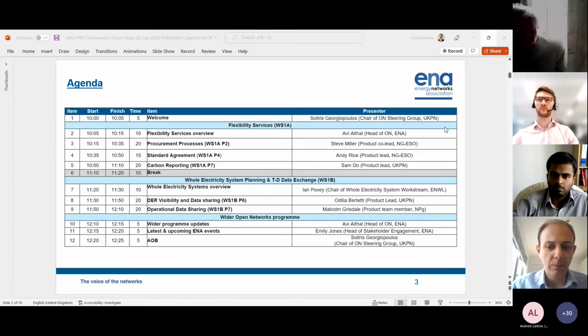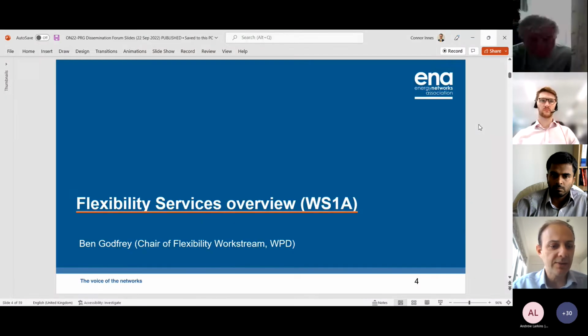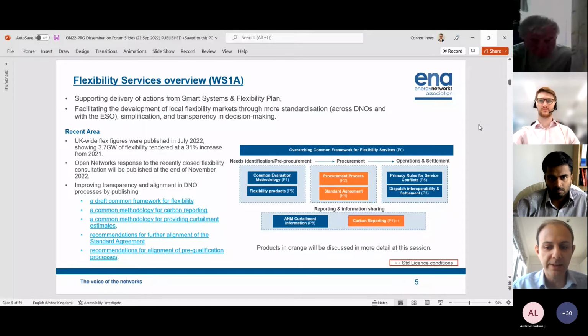So I think without further ado, let's move straight on to the first presentation for the day, which is an overview of our flexibility services workstream, which is one of our key workstreams and the main focus of a lot of the activity in Open Networks. So Avi, over to you to take us through that.